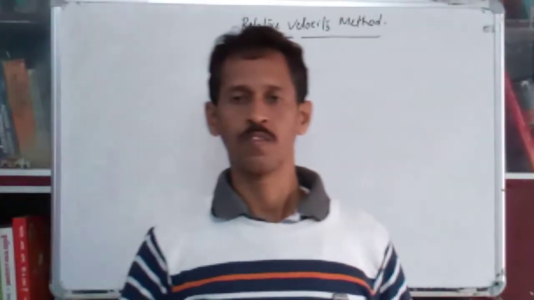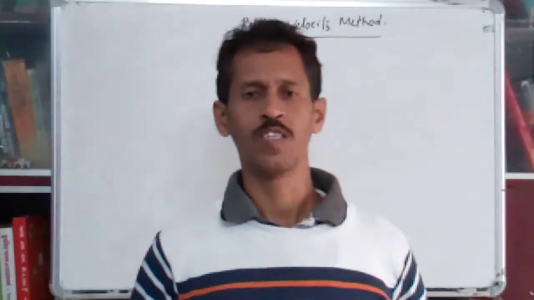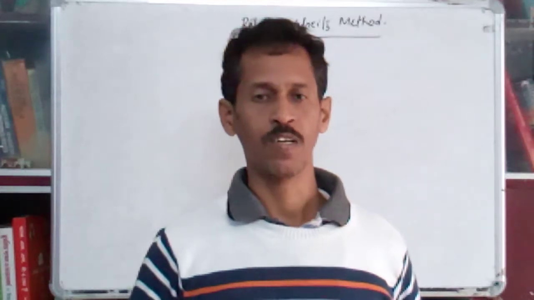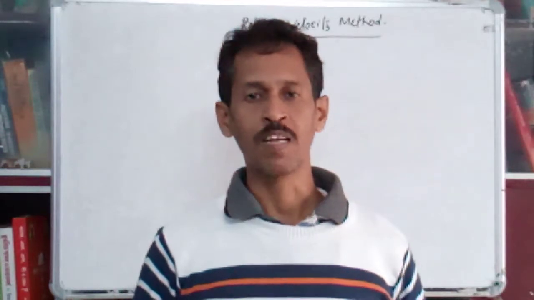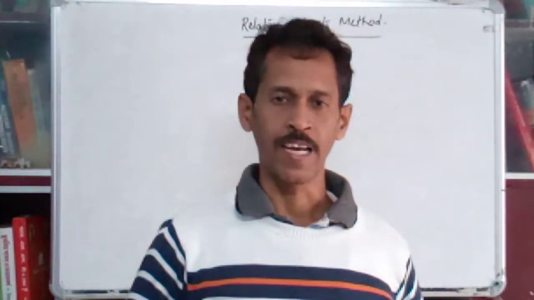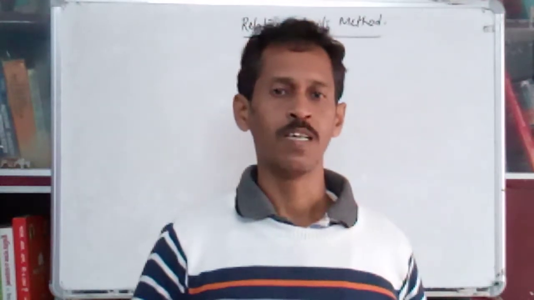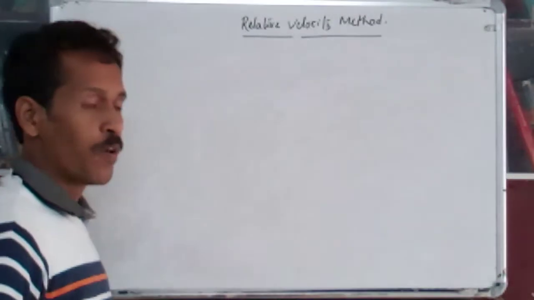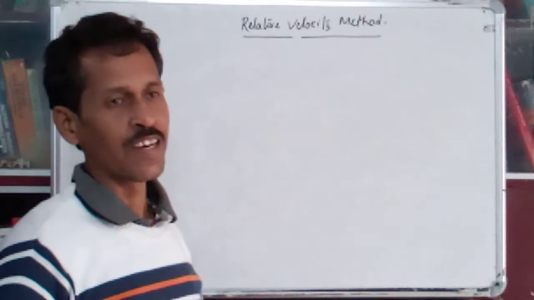So all of you know this. What is relative velocity? Relative velocity means the velocity of a point with respect to another point. In a particular mechanism, the relative velocity is the velocity of one link with respect to another link, or maybe a point on a particular link with respect to another point of that other link. There are two types of velocity: one is angular velocity, another is linear velocity.